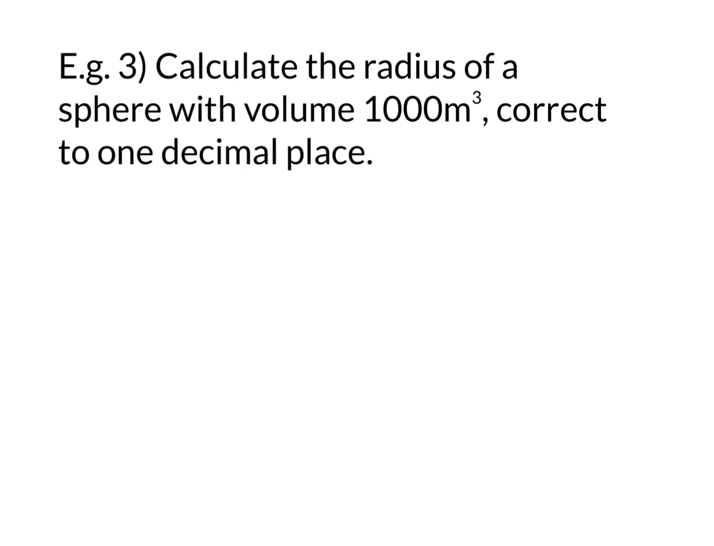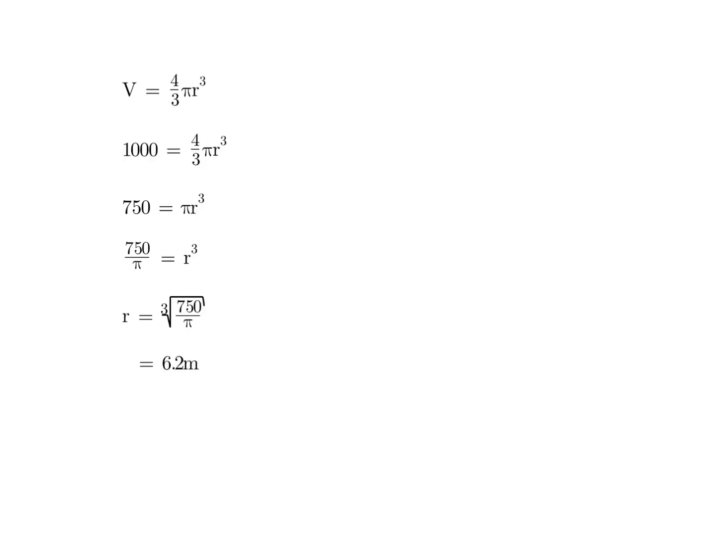Now one that's a little bit harder, we have to work backwards. So we're going to have to find the radius, given that the volume is 1,000 metres cubed, and we'll do this to 1 decimal place. So we put our formula down first, volume equals 4/3 pi r cubed. The volume is what we do know, so we'll put the 1,000 there. And then for our third line, we're going to times by 3, which is 3,000, and then divide by the 4, which gives us 750 equals pi r cubed.